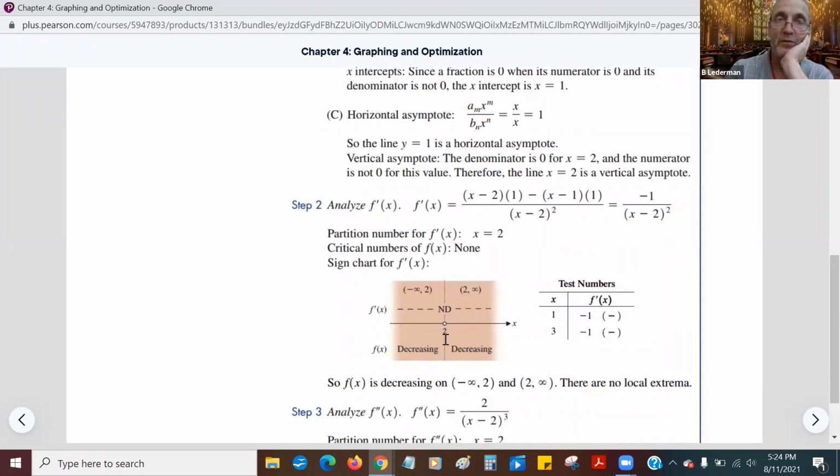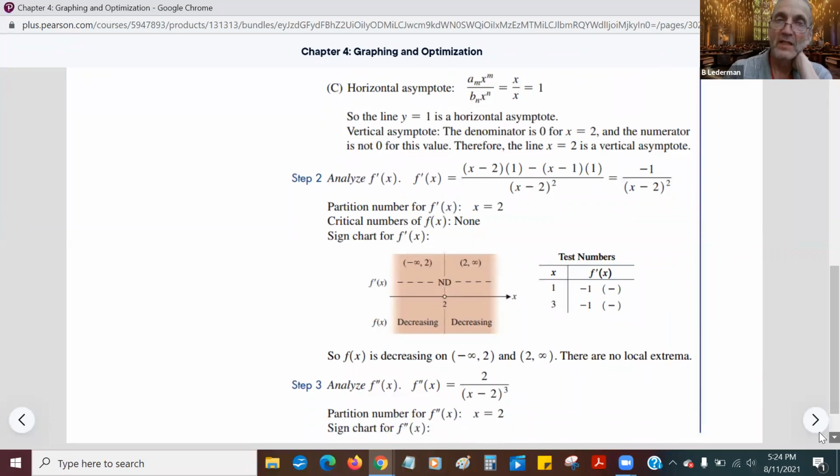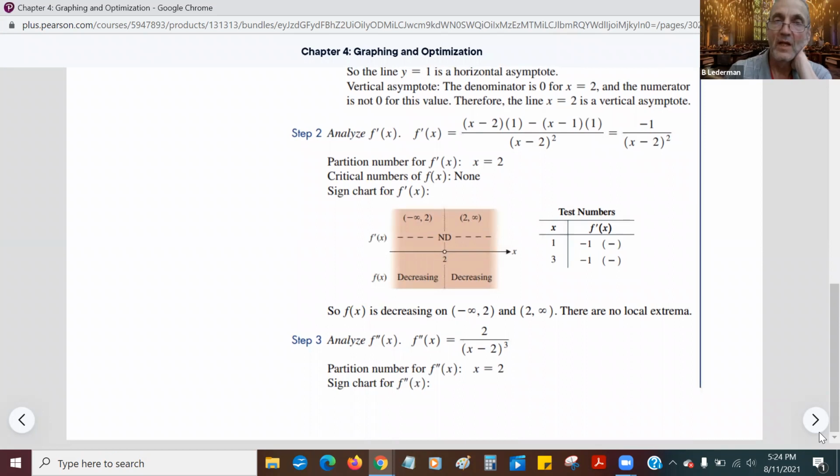I can't say it's decreasing when x equals 2 because it's not defined at x equals 2, but it's decreasing from negative infinity all the way up to, but not including, 2, and then from right after 2 all the way to positive infinity. This function is always decreasing. We'll see, it's not that hard to put it together. Anyway, let's look at the second derivative.